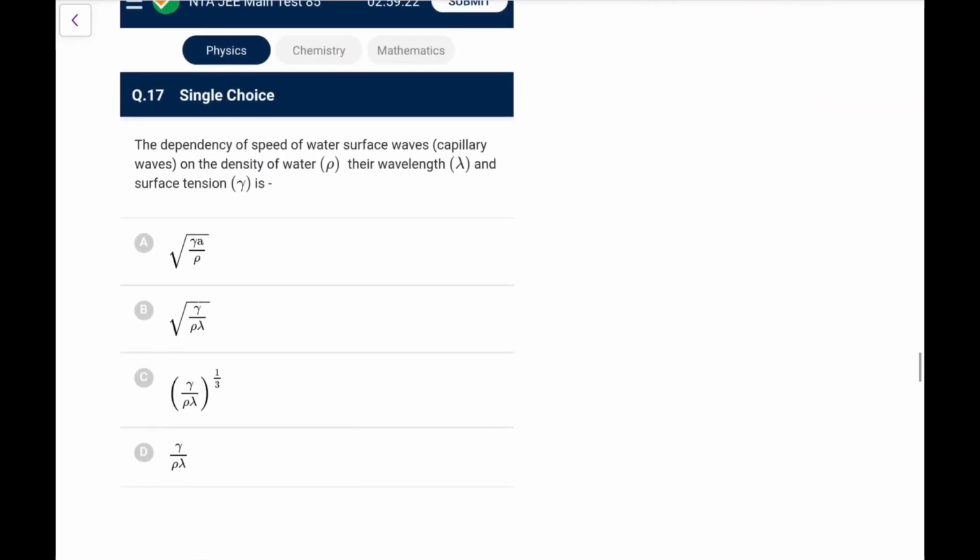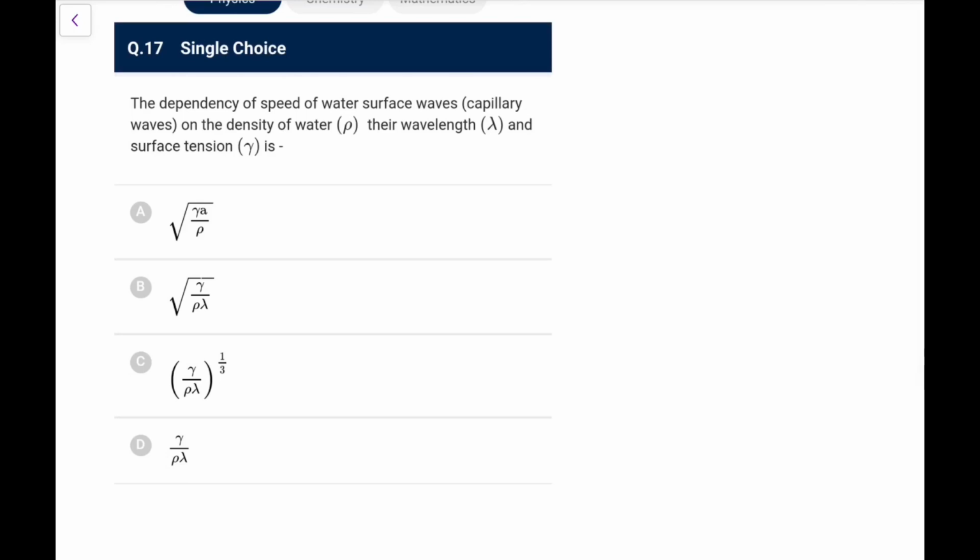Next, the dependency of the speed of water surface waves on the density of water, wavelength and surface tension. This is the question that is generally asked in class 11th in the units and dimensions topic also. So what we can say, you have to take the speed dependency, let's say it is rho to the power a, lambda to the power b, surface tension to the power c. One way is the standard way, equate everything by solving the dimensions. Other is some intelligent way.